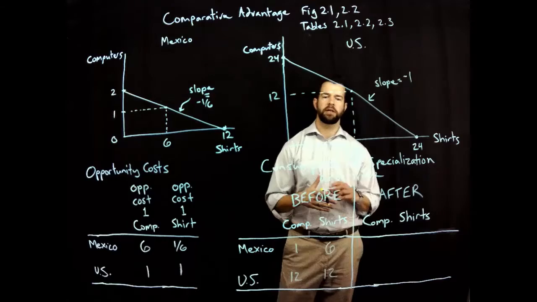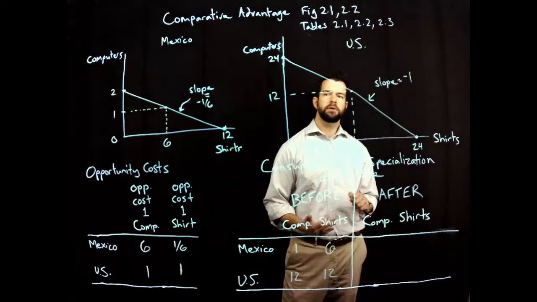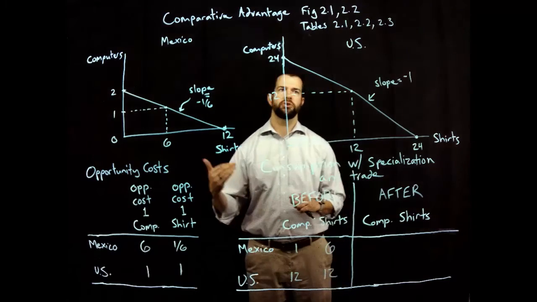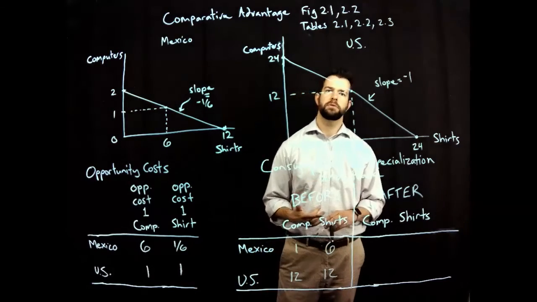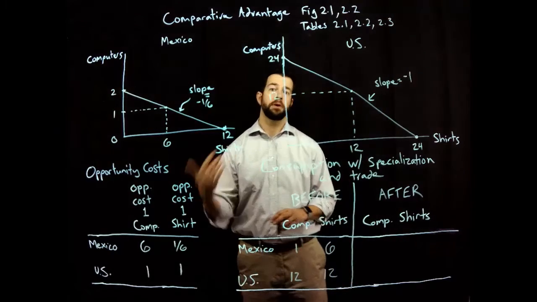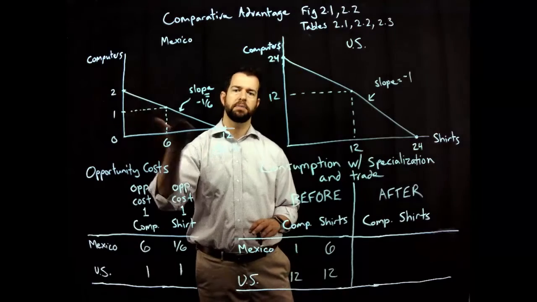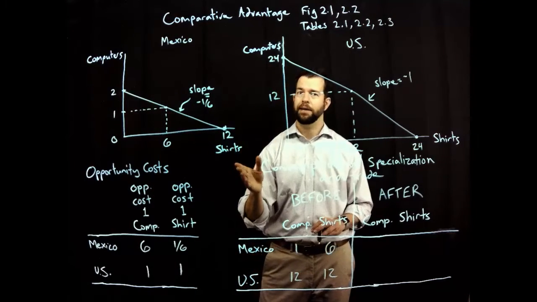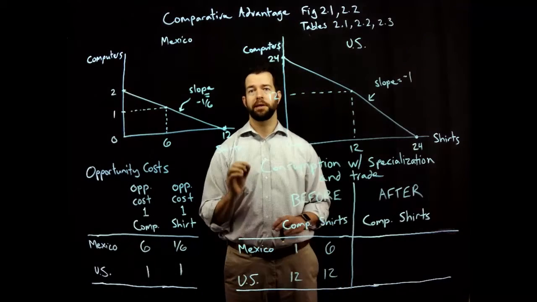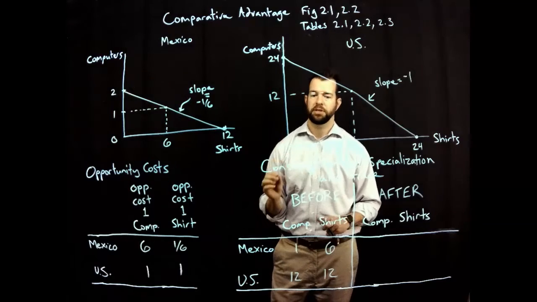Now, if they choose to specialize in either computers or shirts and then trade with the other country, they might actually be able to consume beyond what they can produce. So they're still limited by their production possibilities frontier in terms of what they produce, but because of trade, they're not as limited by what they can consume. So this is the power of specialization and trade.